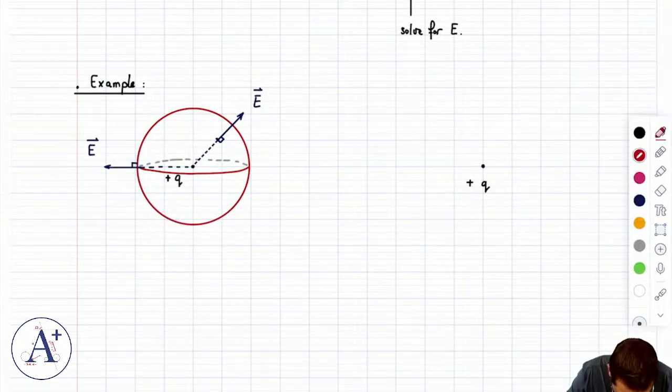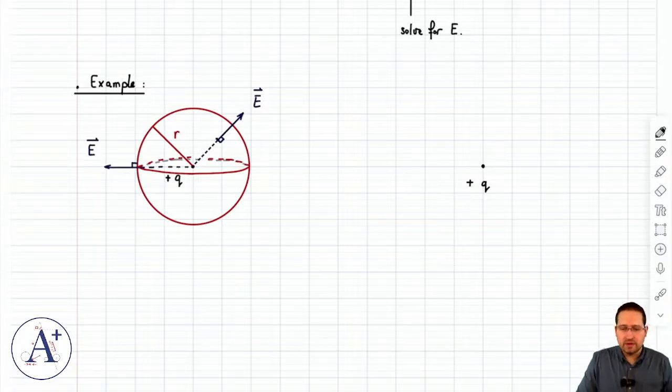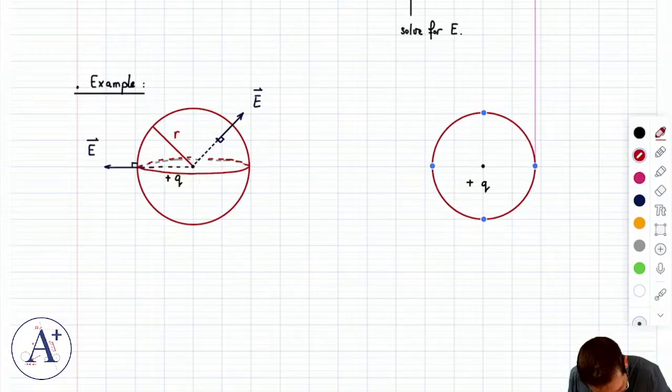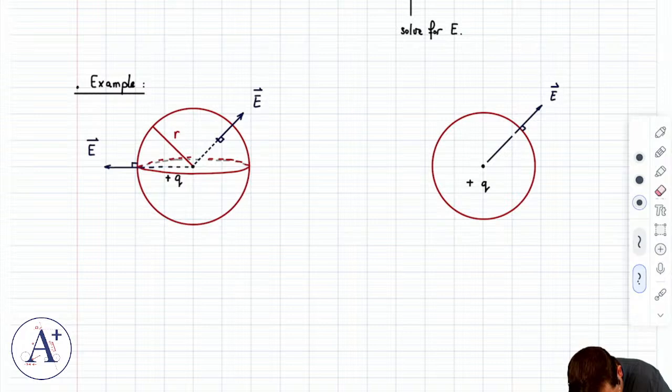So let's just do this. Let's consider this sphere, right? Let's give it a radius r. We'll call it little r on purpose. That's also a very clever choice. And if we look at our sphere, I'll draw it in 2D here, this is just a 2D representation of the same thing. We have an electric field that is perpendicular to the surface and constant in magnitude on the surface.